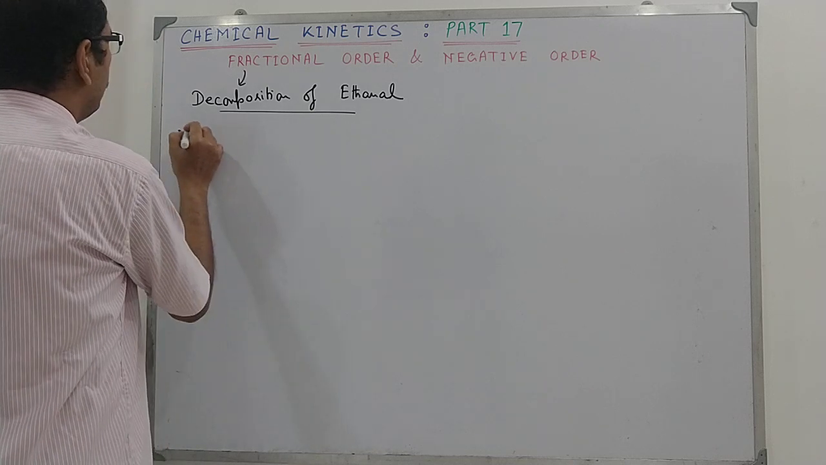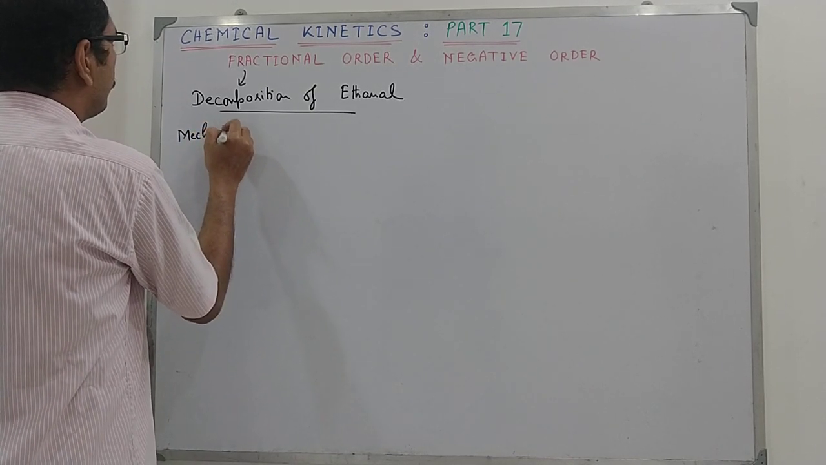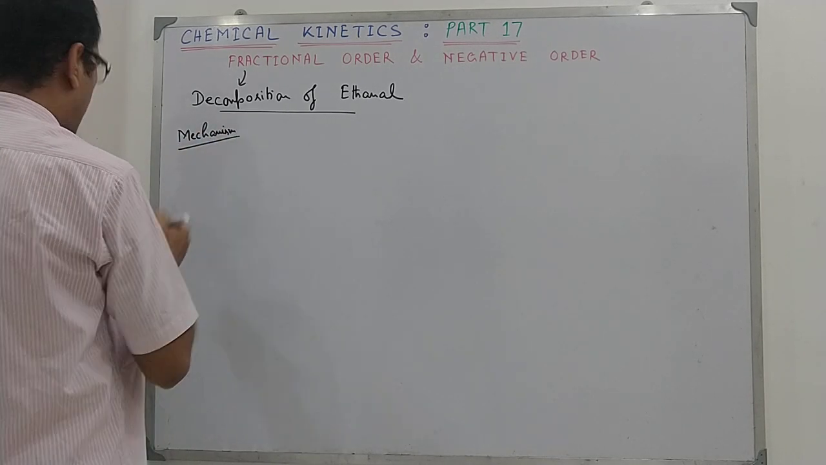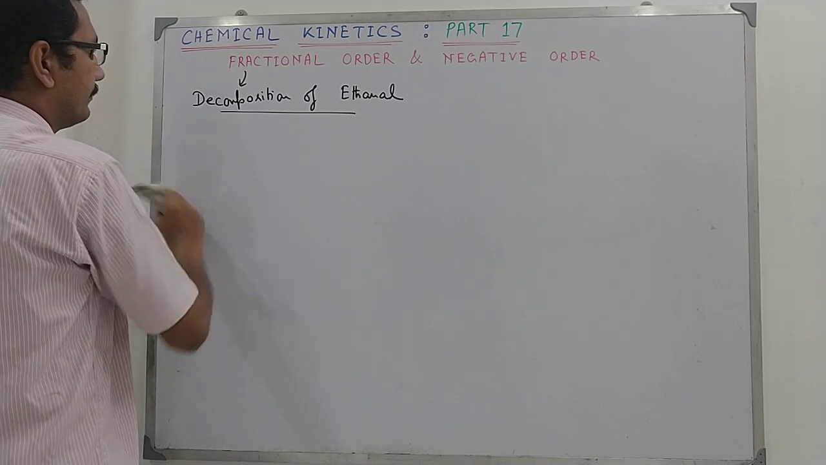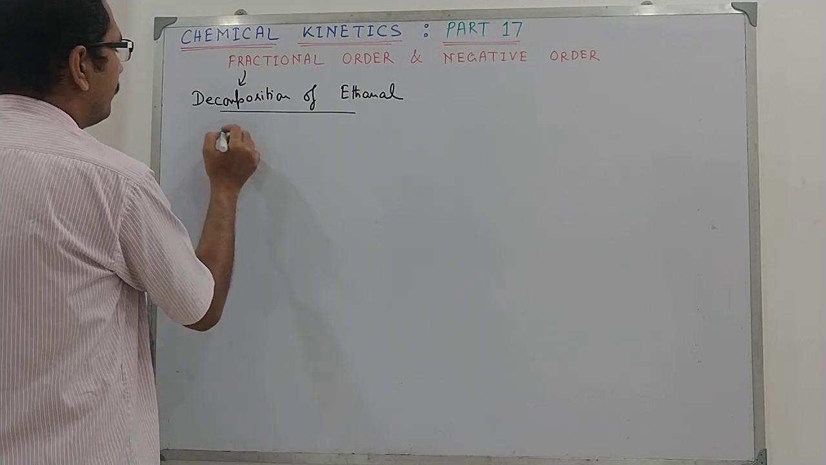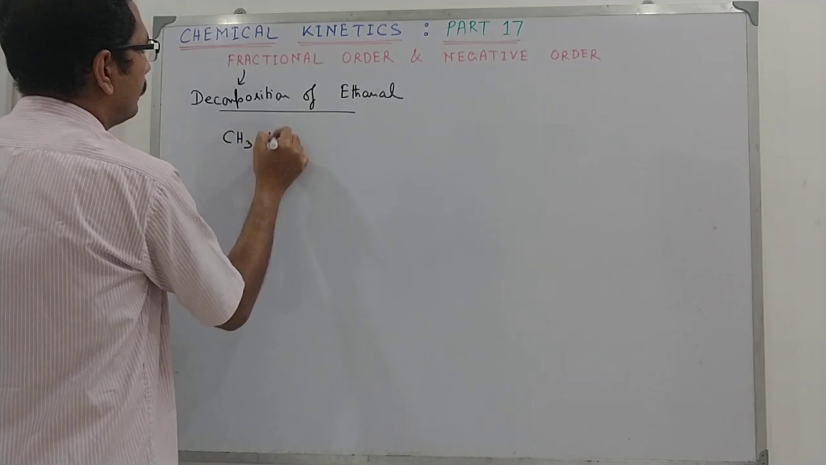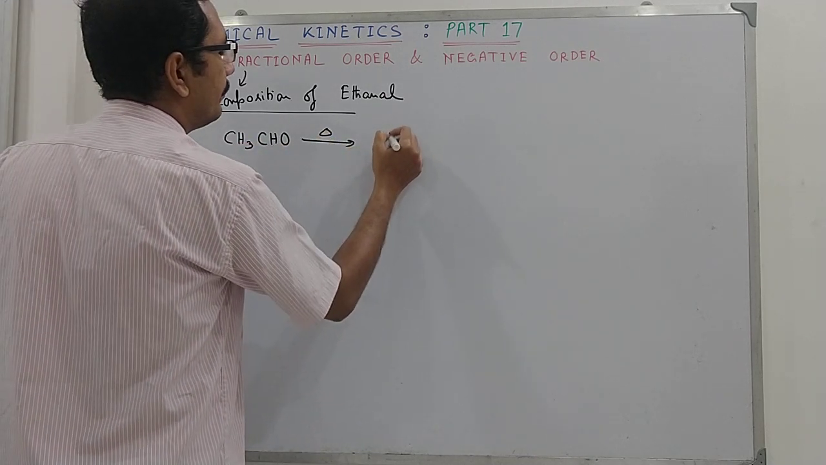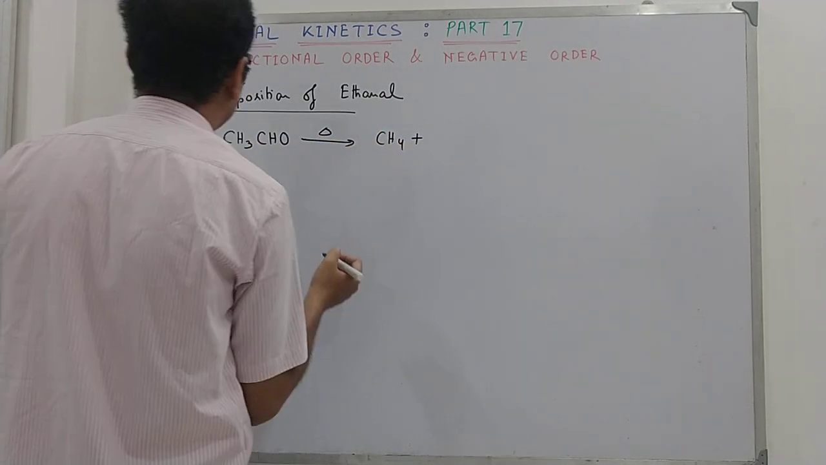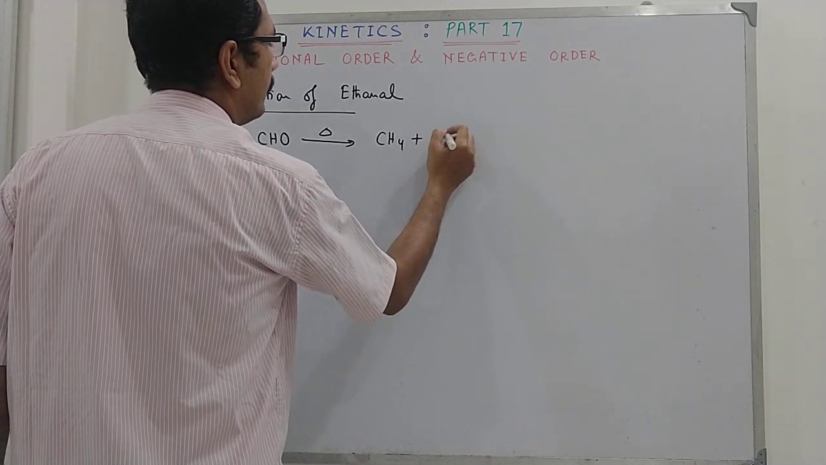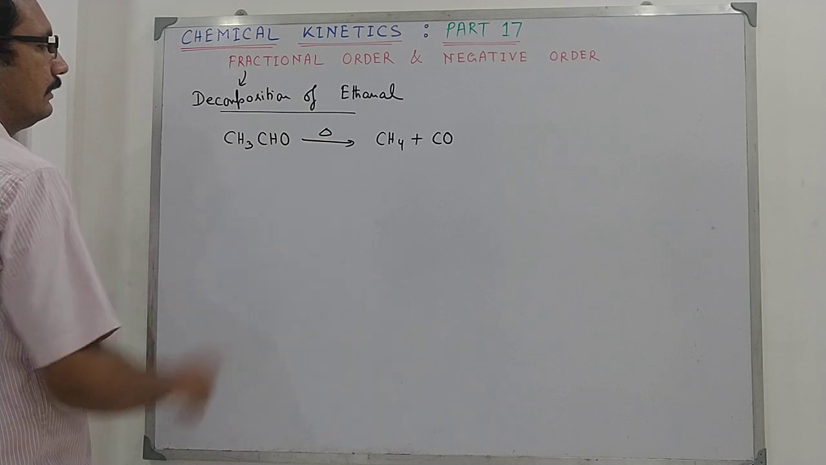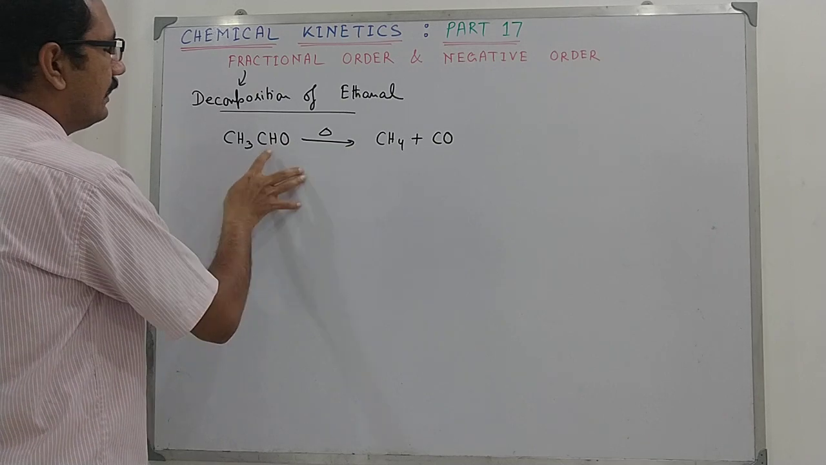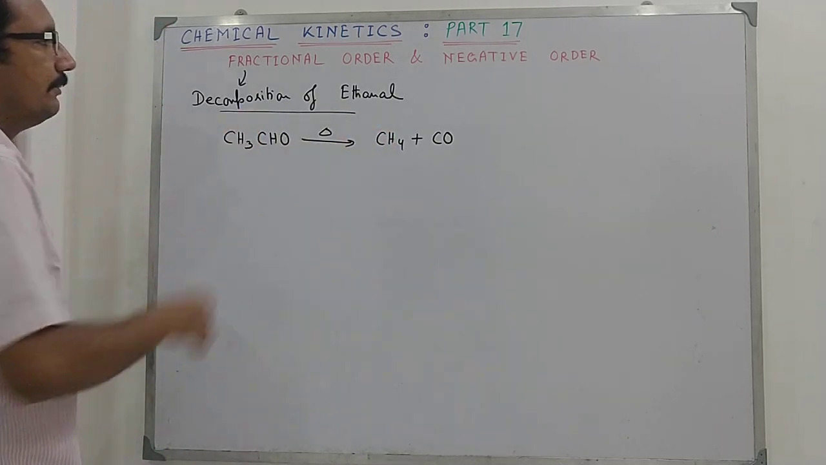Now, the mechanism projected for this reaction is, now first I write the reaction, then I will come to the mechanism. So when acetaldehyde is heated, that is ethanol, we have methane and carbon monoxide. See whether the reaction is balanced or not. CH3 and H, CH4 and it is CO. This is the decomposition reaction of ethanol.